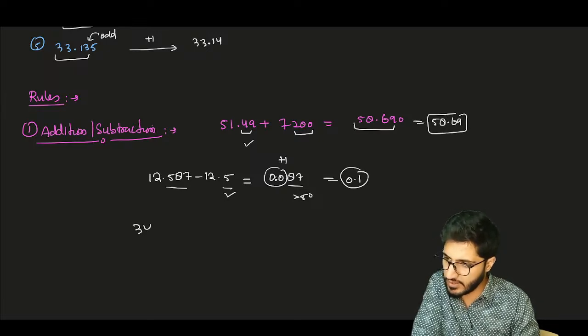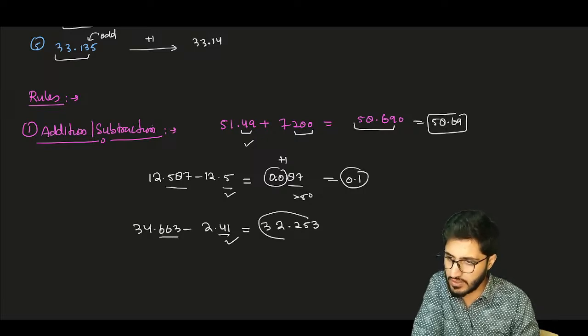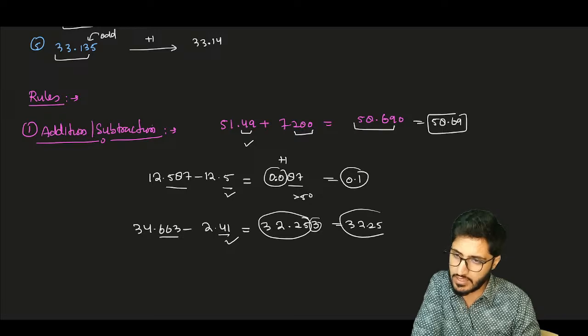One more. If we are having 34.663 minus 2.41, my answer would be 32.253. Now here 3, here 2, I have to choose 2, up to this one only. This digit is less than 5, so it is unchanged, so it is 32.25 only. This is my answer.